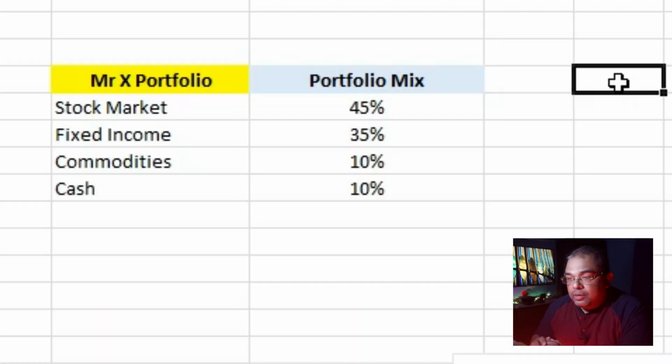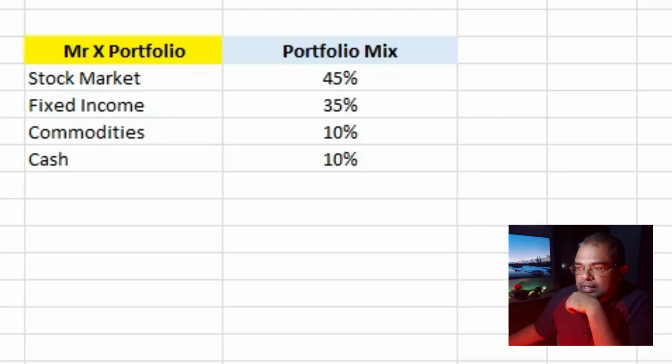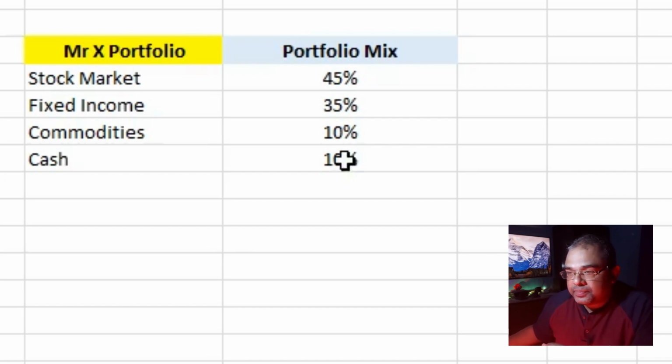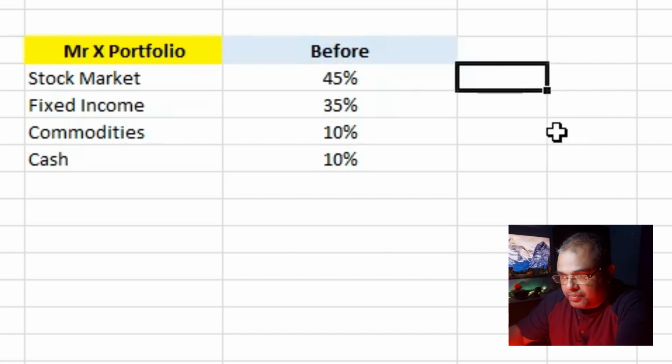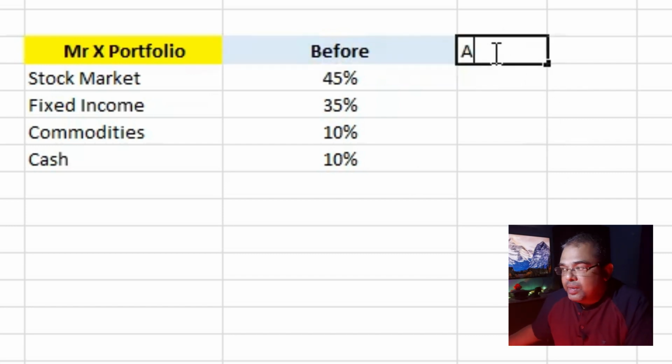Now, during the normal market conditions, Mr. X would hold on to this allocation as it is. Then there are times when Mr. X will take an active stance on the strategic allocation itself to capitalize on the market economic opportunity. Let's say the demand for a commodity is set to increase over the next 2 years. Now, this was his initial portfolio mix. What he does now is, this is before, right? Before the opportunity came in.